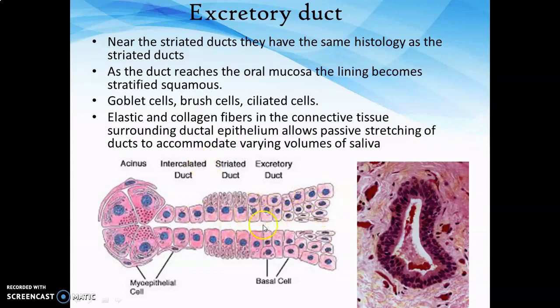Initially, near the striated duct, the excretory duct lining is similar to striated duct lining, that is, tall columnar cells. But as they progress towards the oral cavity, they become stratified columnar, and towards the opening in the oral mucosa, they become similar to oral mucosal epithelial lining, that is stratified squamous epithelium. Other than the ductal epithelium, there are goblet cells, brush cells and ciliated cells also occasionally in the excretory duct. And the connective tissue surrounding the excretory duct might show abundance of elastic and collagen fibers, which allows passive stretching of ducts to accommodate varying volumes of saliva. In this cross section of duct, the HNE diagram shows multi-layered or stratified squamous epithelial lining of the duct.